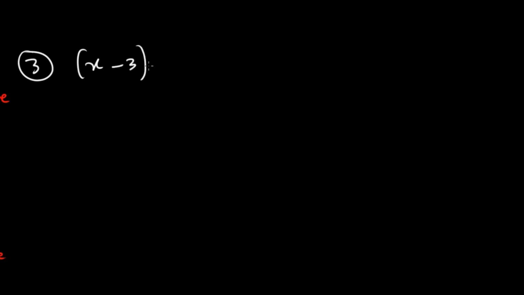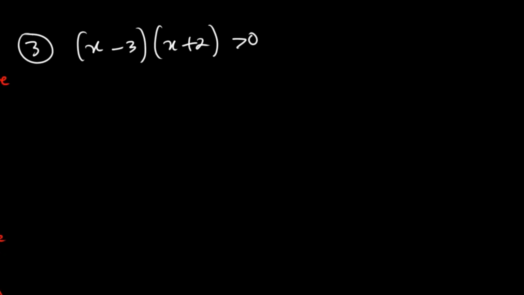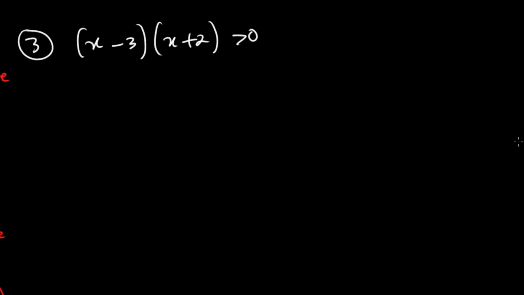So now we are going to be looking at the last example, which is example number 3. Straightforward, in this example we simply have the factorized quadratic expression, and the factors are x minus 3 and x plus 2 greater than 0. I'm going to find the solution to this quadratic inequality. So again, the first thing we have to do is find the zeros.